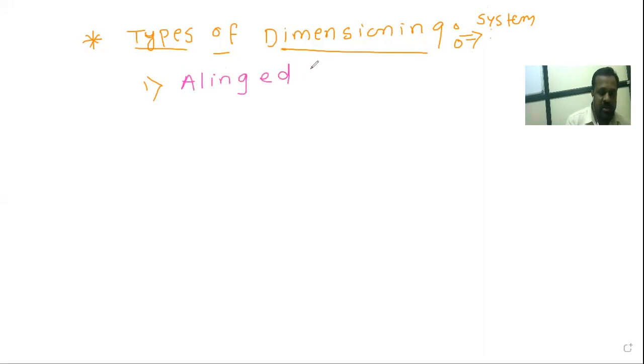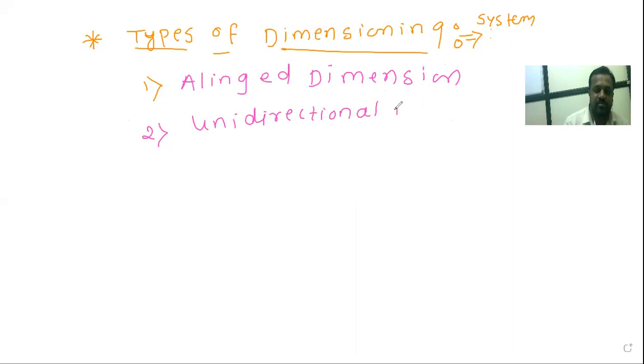Okay, aligned dimension system. In this way also we can give the dimension to the drawing. Or the second dimension system is the unidirectional dimension system. These are the two points. By using these two systems, we can give the dimension to the components.